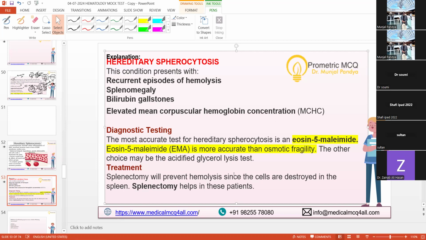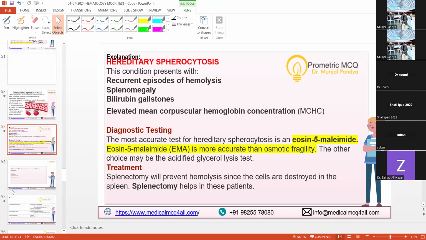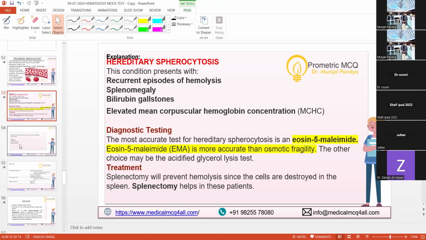And what's the treatment? You cannot change the spherical shaped RBC, so just treat the symptoms. If there is huge, massive splenomegaly because of recurrent hemolysis, you may do a splenectomy. That's it, which helps to reduce the hemolysis in such patients. So that's it. This is what the thing is.